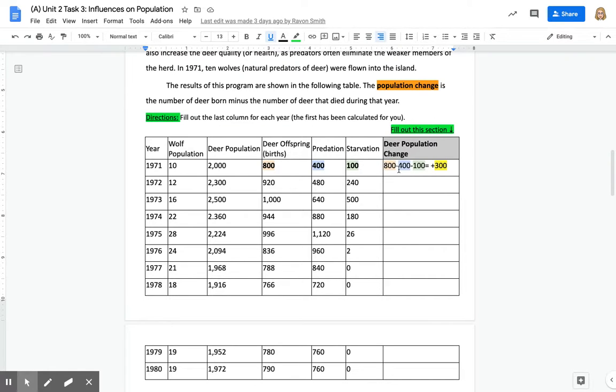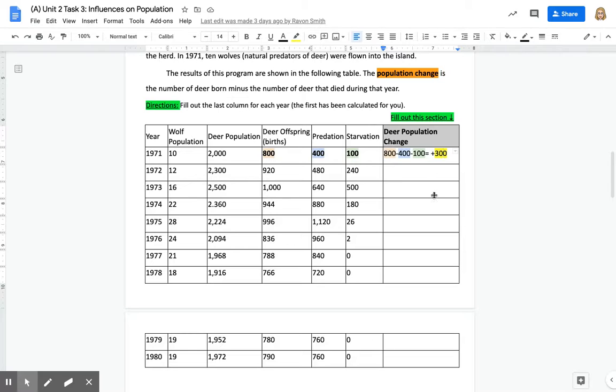So you can see in this first example, that's exactly what we did to calculate the population change. We took the number of births and we subtracted the number of deaths from it. So 800 births minus the 400 deer that died from being attacked by wolves, minus the 100 deer that died from starving. Overall, you're going to get 300. So in 1971, when we consider all the births and all the deaths, the deer population changed by going up by 300. We can confirm that by looking at these two numbers from 1971 to 1972. The deer population increased by 300.